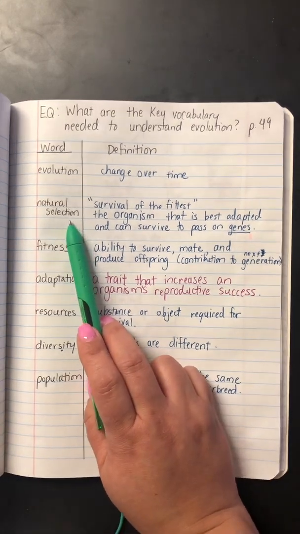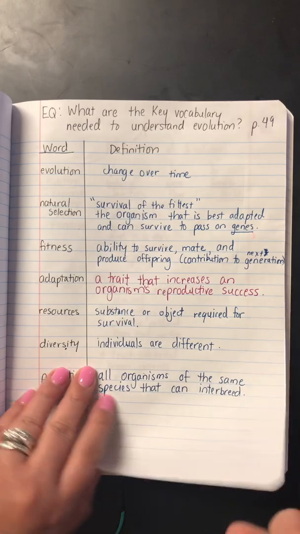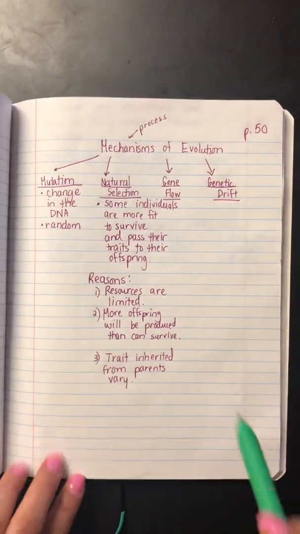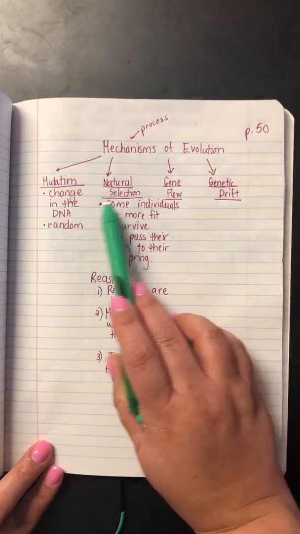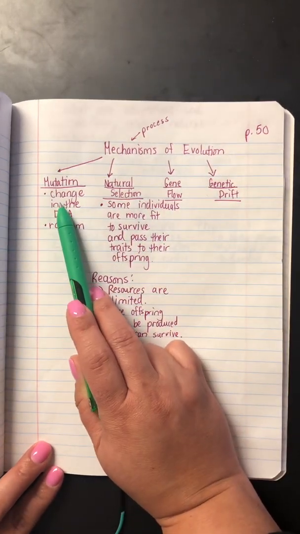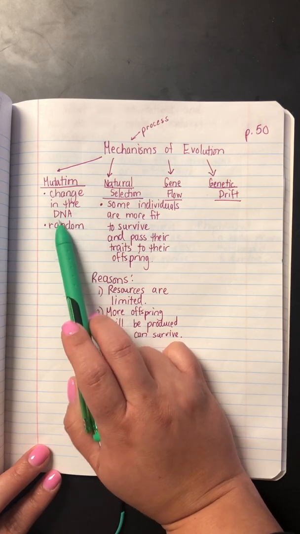The other word that comes up on the test a lot is natural selection. And really, natural selection was on page 50 of your journal. There are 4 mechanisms of evolution that you have to know pretty well. Mutation is probably the simplest of them all. That's just a change in the DNA.